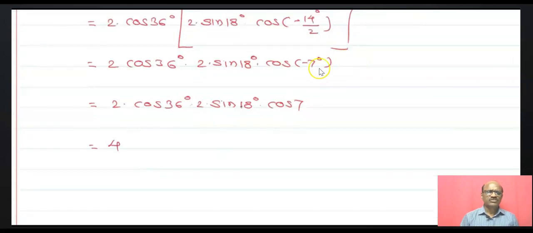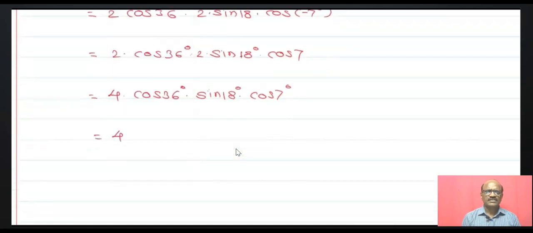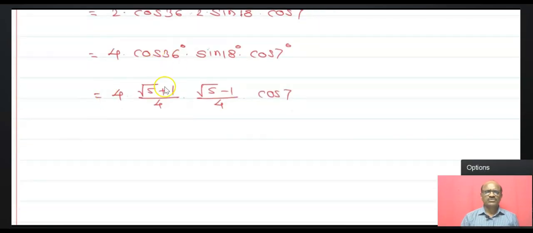Cos of minus theta is cos theta. And that's why 4 times, 2 into 2, 4 cos of 36 sin of 18 and cos of 7. Therefore, now we'll substitute the value: cos of 36 means what, root 5 plus 1 upon 4, and sin of 18 means what, root 5 minus 1 upon 4.